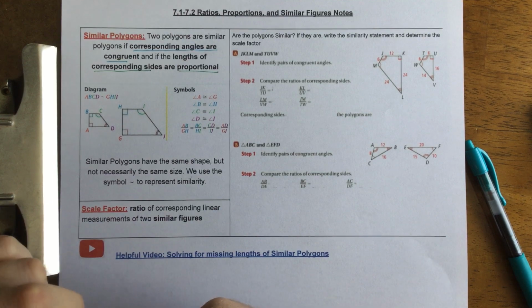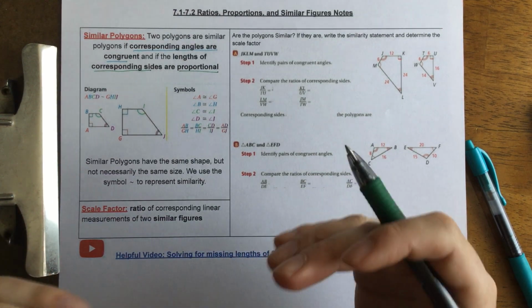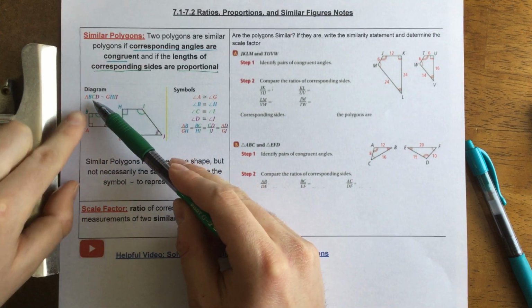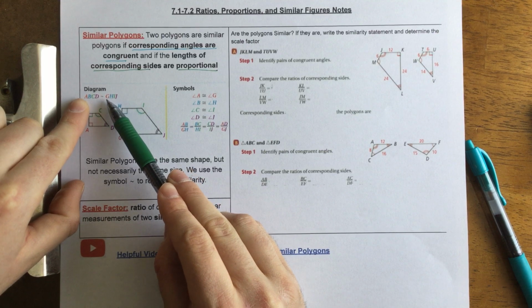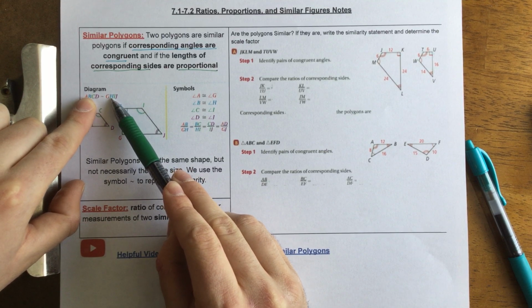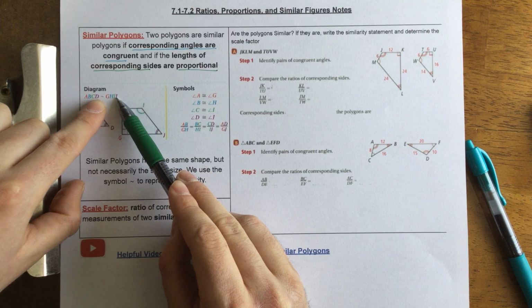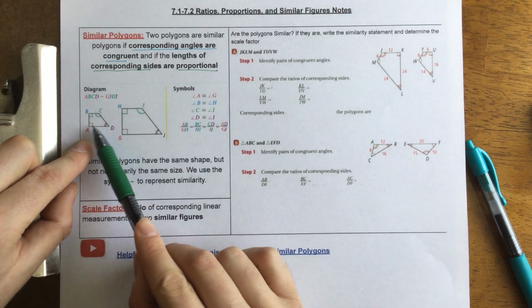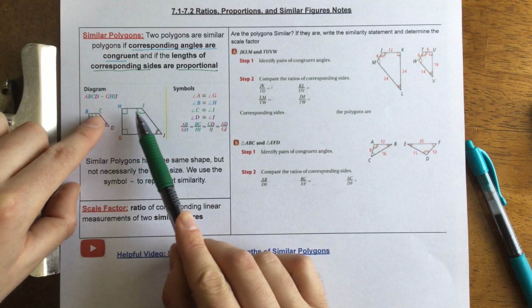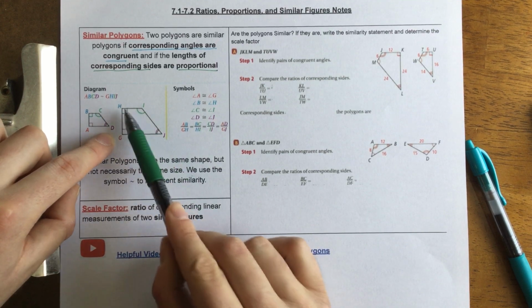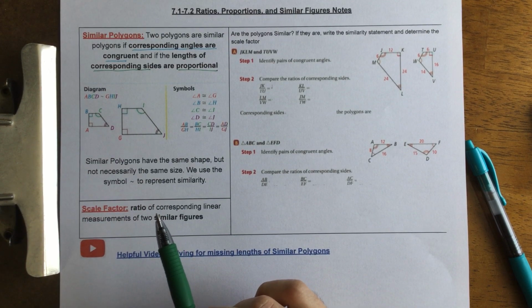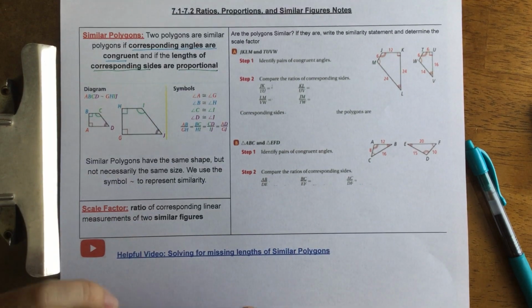When we say corresponding sides, we're thinking of the matching sides and the matching angles that relate to each other. So looking at this diagram, here's my similarity statement. A corresponds to G, B corresponds to H, C corresponds to I, D corresponds to J. On each of these angle measures, you can see that they also match: B to H, C to I, D to J. Those angles must be congruent. That's step one.